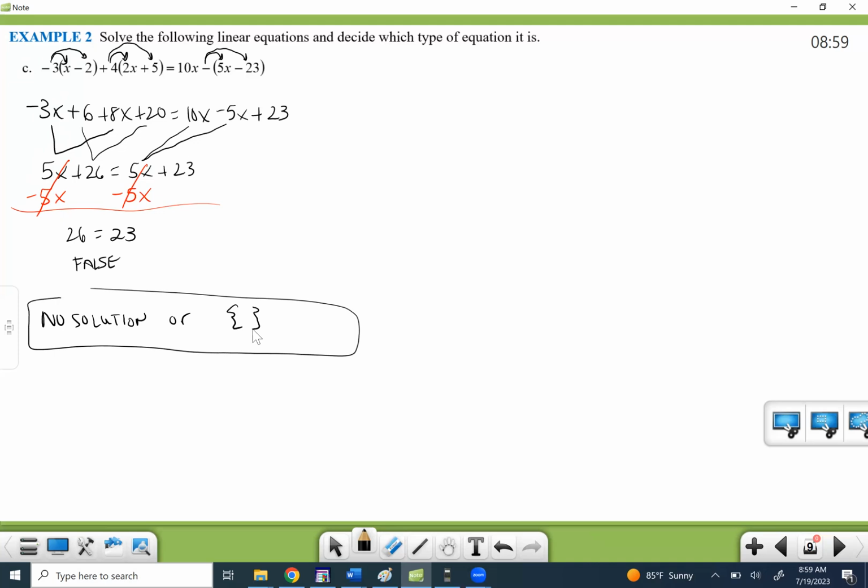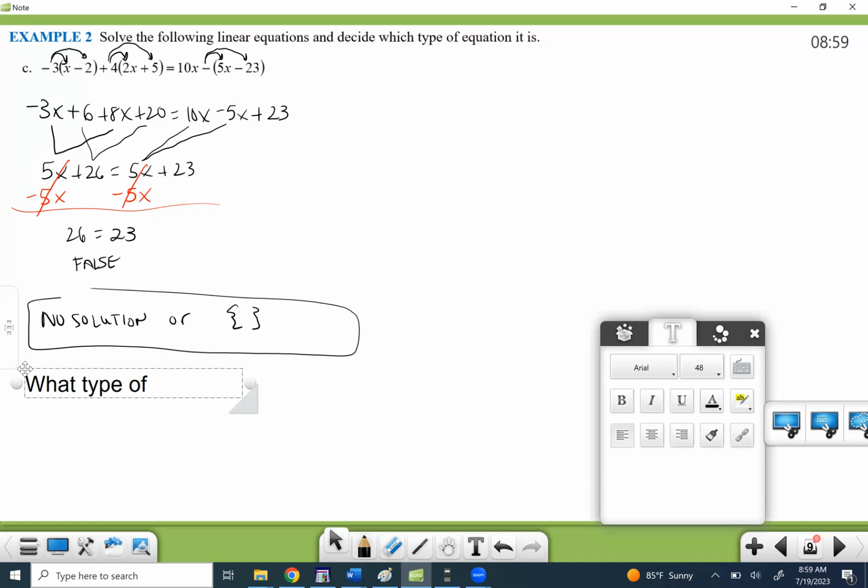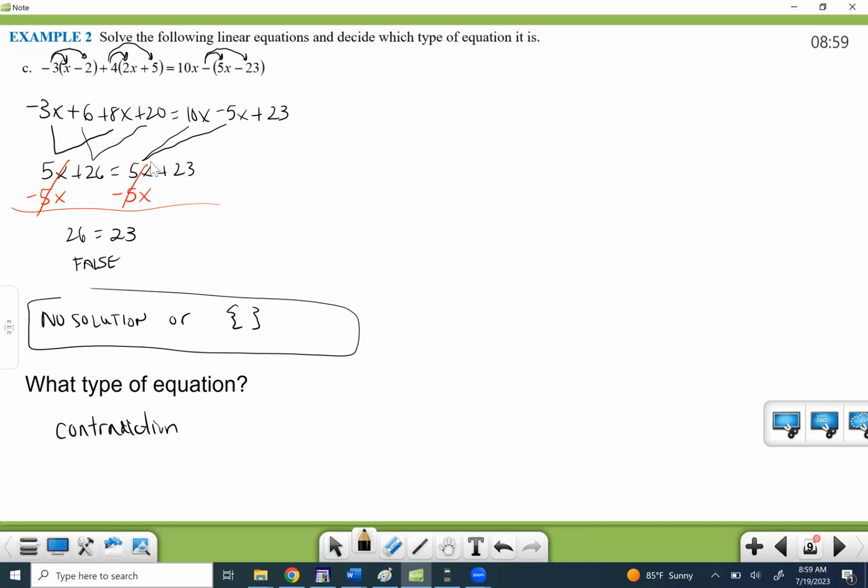Okay. Now it says what type of equation is it? So what type of equation? This would be the other C word, not a conditional. This would be a contradiction. And you might spot the contradiction sooner, like at this stage where you're like, well, there's no way 5x adding 26 to it could be the same as 5x adding 23 to it. So done, no solution, right? Wherever you can spot it. I'm not going to require you to show those extra steps. You can spot it. Great.